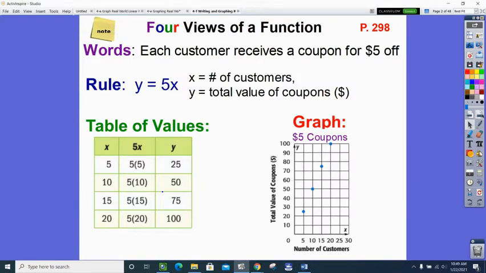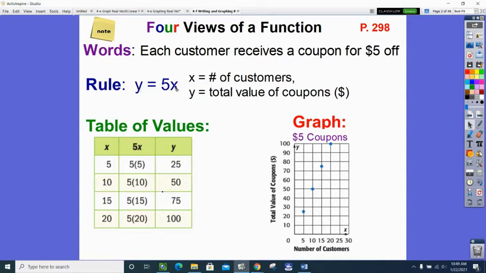So if we look at page 298, there's an example about customers getting a $5 coupon, basically. So there, the words are there. You know, each customer receives a coupon for $5 off. The rule is that we take the number of coupons. So basically, I'm standing there handing out coupons as people walk by. So they get $5 off. So for every customer, the total value of the coupons will be $5.